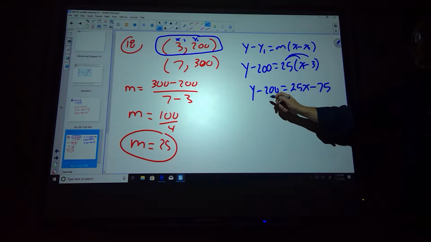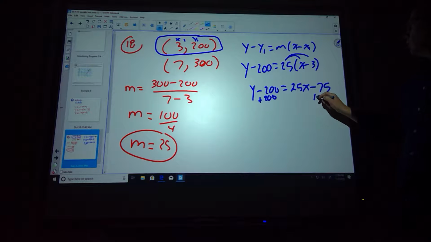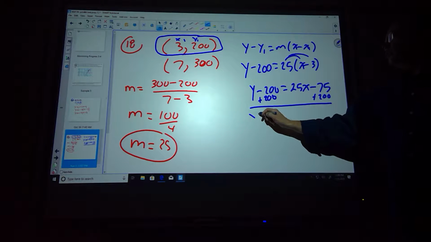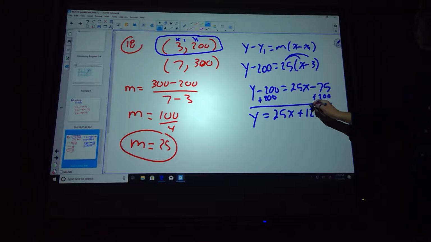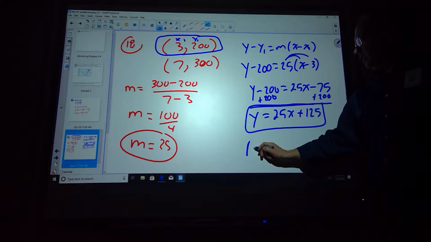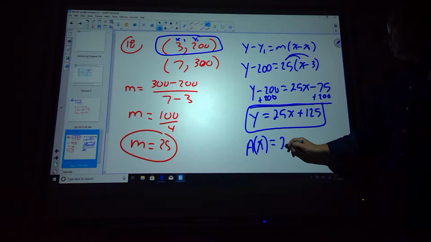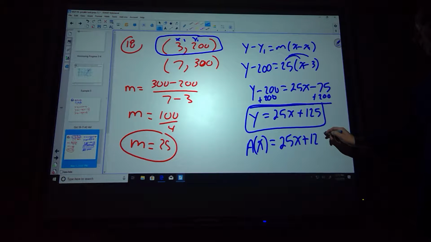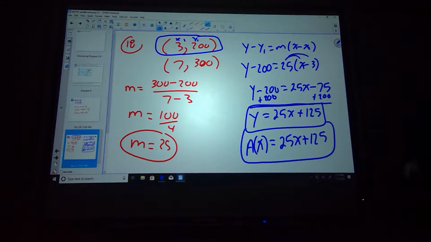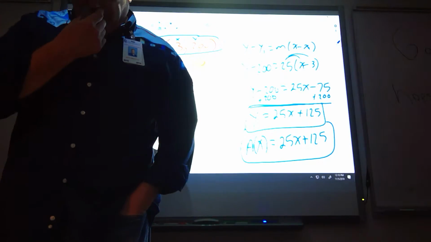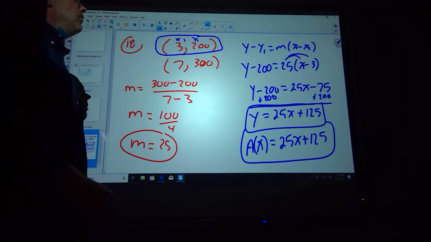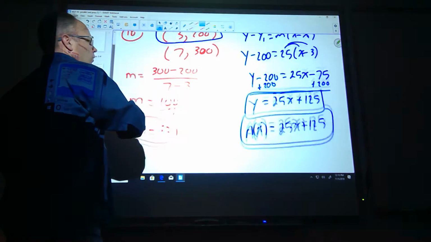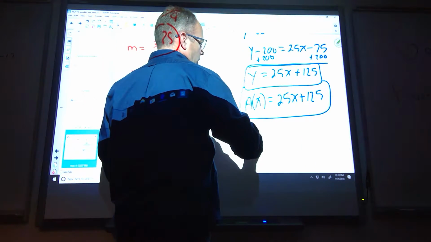Then I want y by itself, so I'll add 200 to both sides. So y equals 25x plus 125. They're saying this is A(x) equals 25x plus 125, so it's the exact same thing. I'm just replacing y with A(x). Cool? All right, so we got that. What is the y-intercept of this equation? 125. Yeah, so my y-intercept is at (0, 125).